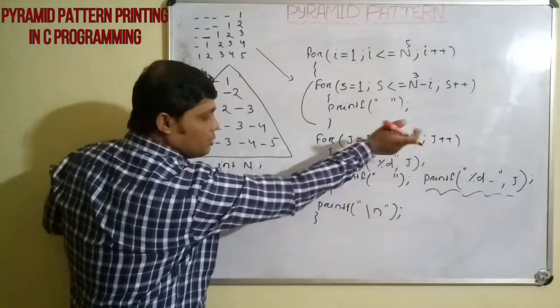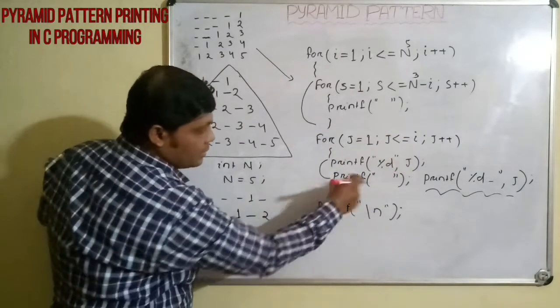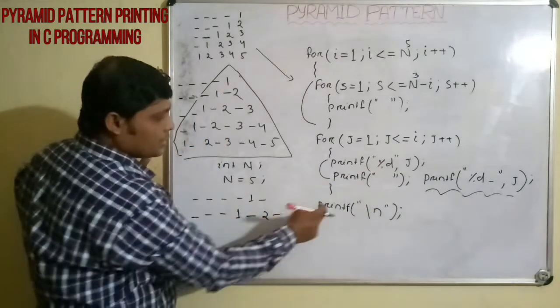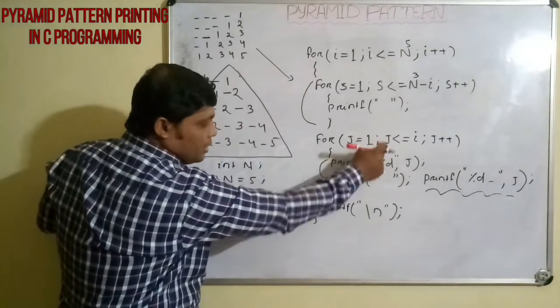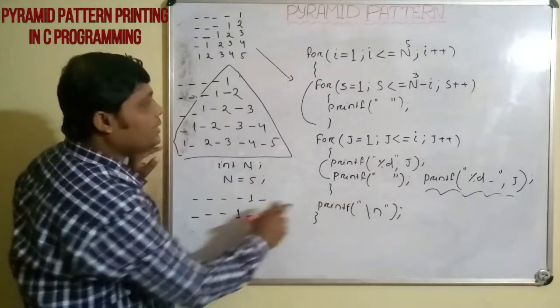Then it will come for 2. j value will be 2, 2 less than equal to 2, yes. It will again print the value 2, then space. Clear? Then when j value will be 3, it will go out of this loop. Then print a backslash n, it will go to the next line.